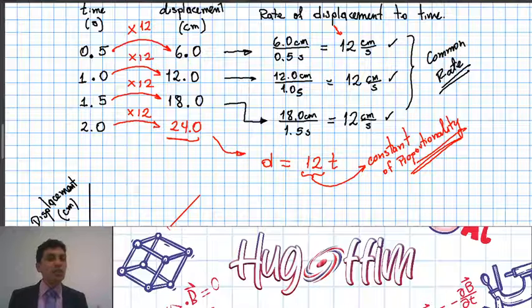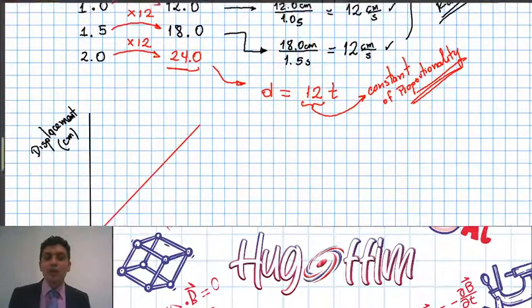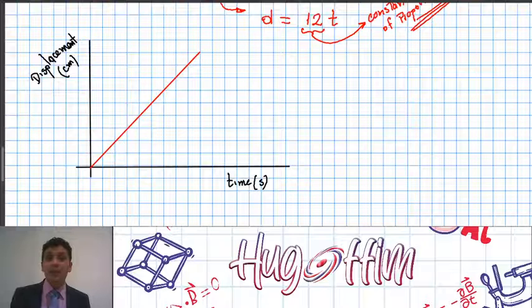And let me include something. What will happen if you do the graph of displacement and time? I recommend that you take a grid paper and graph this table, and see what happens to your graph. If the magnitudes are directly proportional, you're going to observe that your graph is a straight line that crosses the origin of the coordinate system. And this is how you can recognize directly proportional magnitudes.